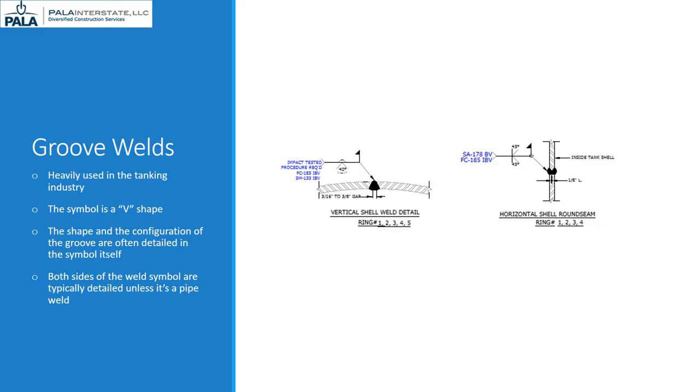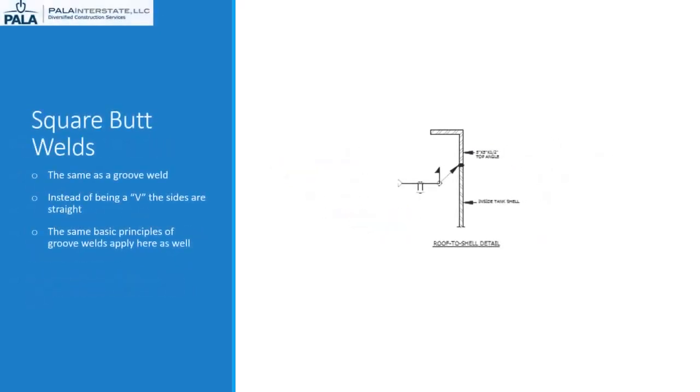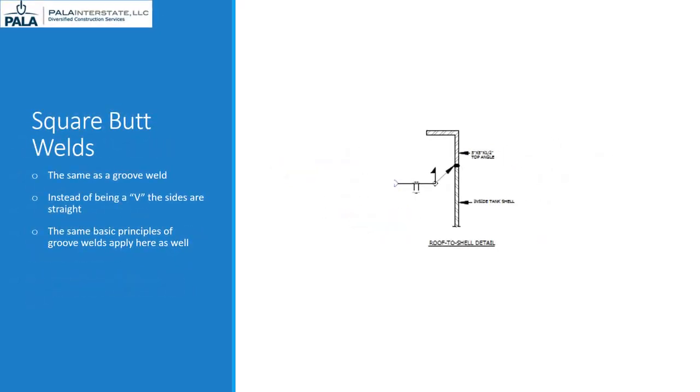Now let's look at square butt welds. Square butt welds are essentially groove welds with no bevels. The same rules and considerations apply. Moving on to backing and backing strips.